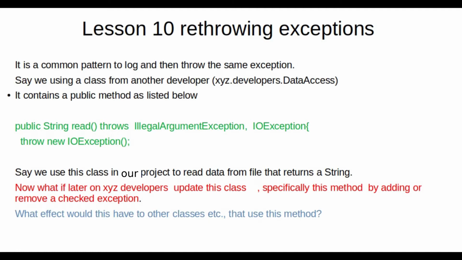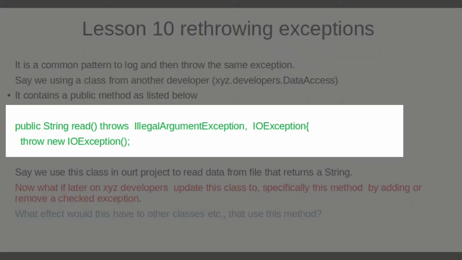But say we are using a class from another developer. In this case, let's say we're using a class from a package XYZ developers, and the class is called DataAccess. In this class, we've got a public method that we use in our projects to read some file or some source, and it returns it as a string. And as you can see, we've got a public string read method there that can throw an IllegalArgumentException, which, as we all know, is a runtime exception, but also an IOException, which is a checked exception.